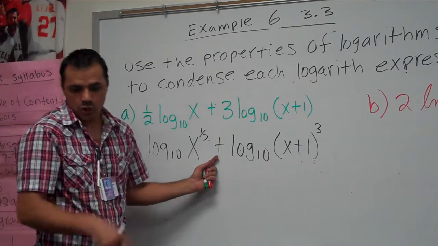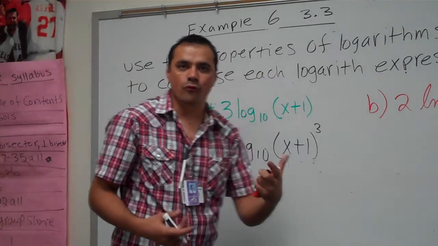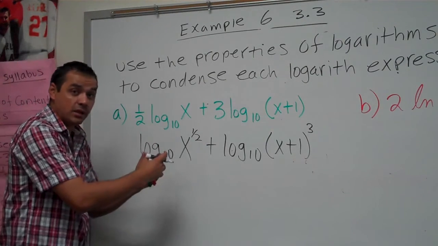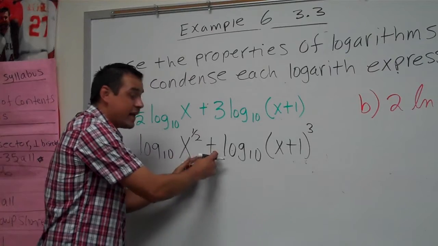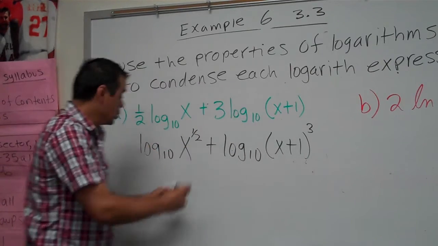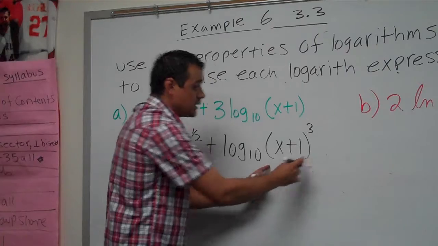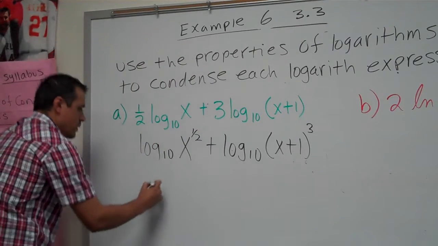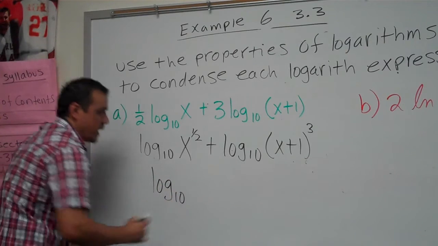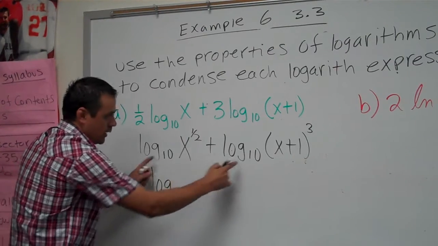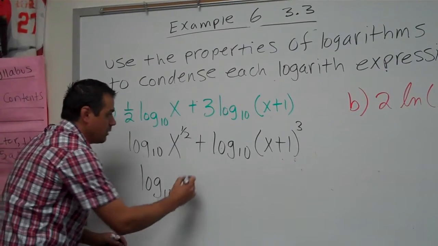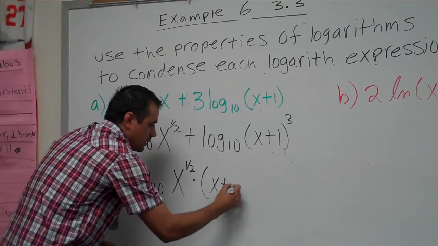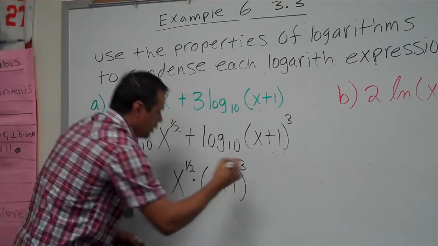So notice this plus. Well, if you remember, our rule for that was the product rule, which means we multiply, right? Remember, if you're multiplying, then you can add them. Well, now we're adding, so we're going to multiply them. So we're going to take this and shrink them, putting them together as a multiplication. So we end up with log base 10 of, both of them have the same base, so we're cool there, x to the 1/2 times x plus 1 to the 3rd.